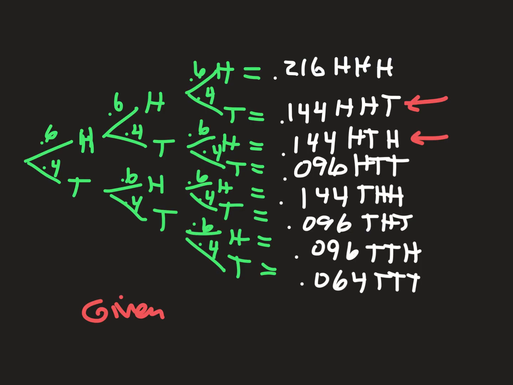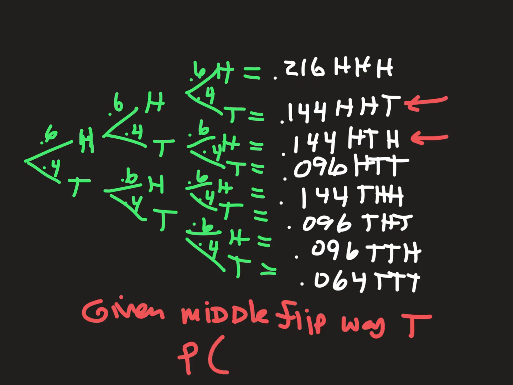But now not all of these are possible because given the middle flip was, did I say heads or tails? Tails. Given the middle flip was tails, now what's the probability that it was heads, tails, tails? Given the middle one was tails, now that tells you all the possibles. As soon as I said given, I'm telling you what was possible, and you put those all together and put them on the bottom.